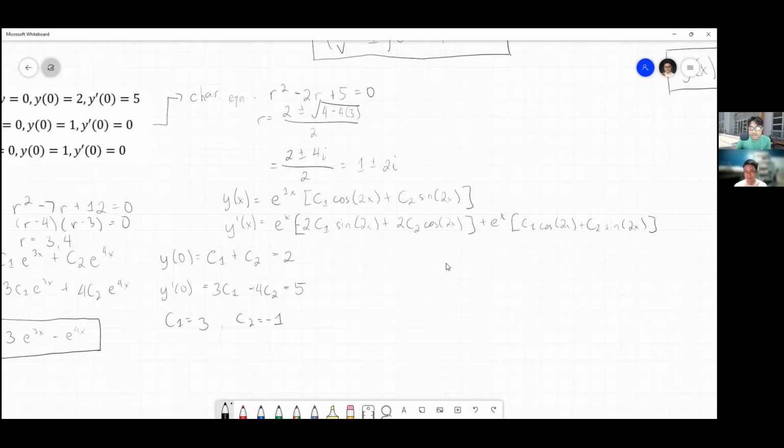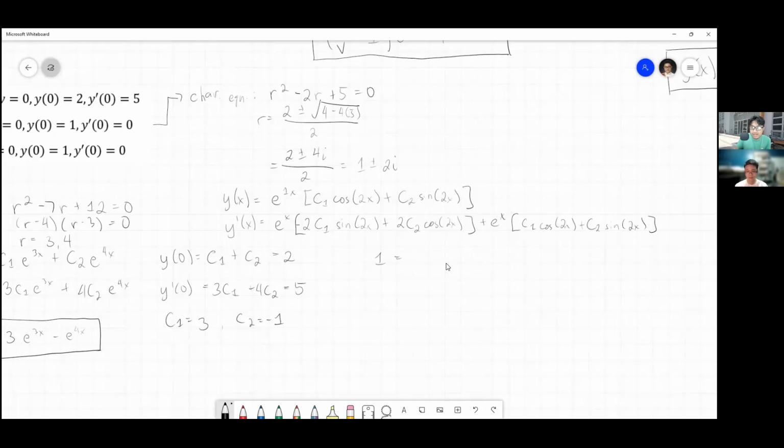Substitute natin yung initial conditions natin. Y of 0 equals what? Y prime of 0 equals 0. So starting with the first equation, yung sa y of x natin, y of 0 equals 1. So yung y natin magiging 1 equals yung x natin magiging 0. So e to the x or e to the 0, that becomes 1. So parang mawawala lang din to.